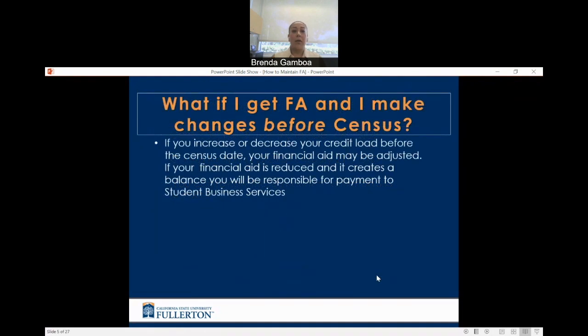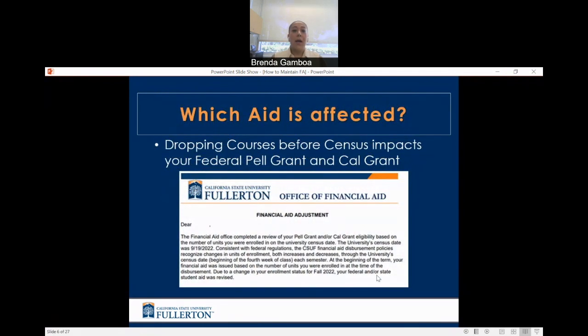Now, if you are a financial aid recipient, if you increase or decrease your credit load before the census date, your financial aid may be adjusted. And if your financial aid is reduced and it creates a balance, you will be responsible for payment to Student Business Services. The aid that's affected due to census is your federal Pell Grant and your Cal Grant.